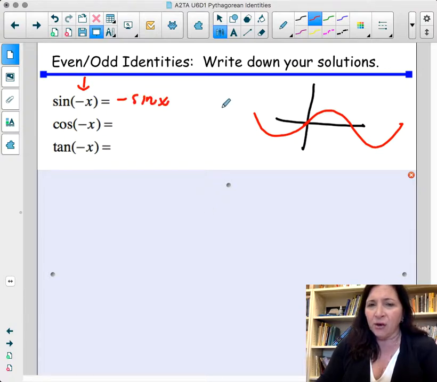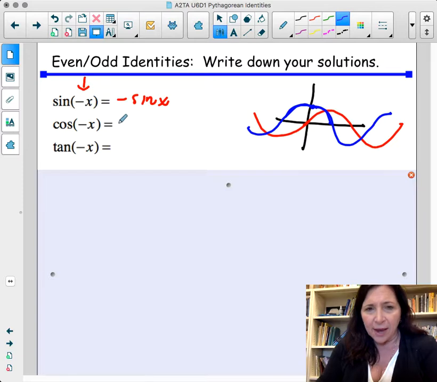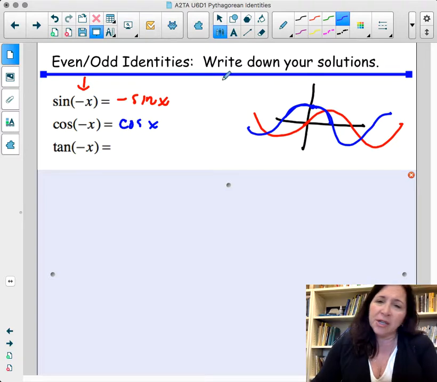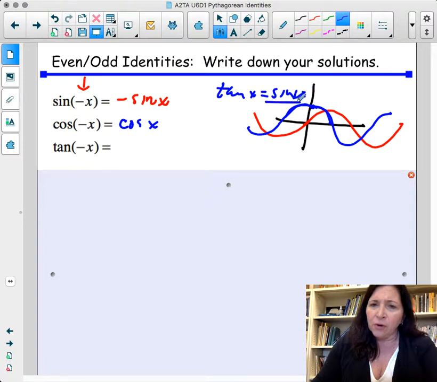Whereas if I had a cosine wave, a cosine wave starts high, ends high like that. If I were to reflect it across the y-axis, it is the same function, and in this case these are both positive. So cosine of negative x is also positive cosine of x. Now, with tangent, if tangent of x is equal to sine of x over cosine of x, then tangent of negative x is going to be negative sine of x over cosine of x, which gives me a negative value. So that's going to be negative tangent of x.